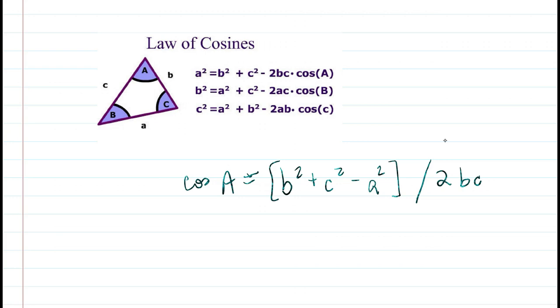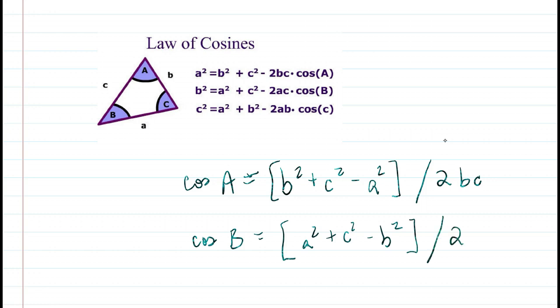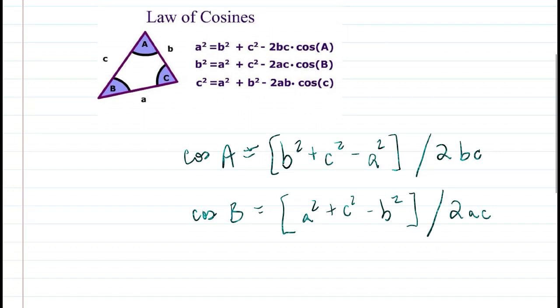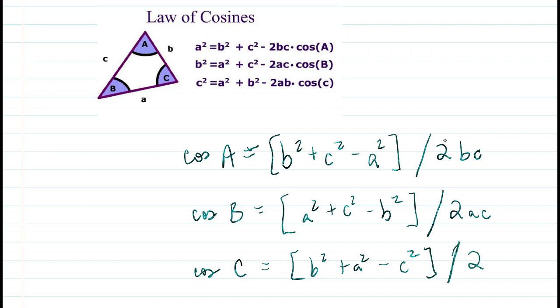And in a similar way, let's say we want to find the cosine of B, we'll take a squared plus c squared minus b squared. Take that entire quantity, divide by 2ac. And then lastly, let's say we want to find the cosine of C. We'll take the quantity of b squared plus a squared minus c squared, that entire quantity, and divide by 2 times ab.